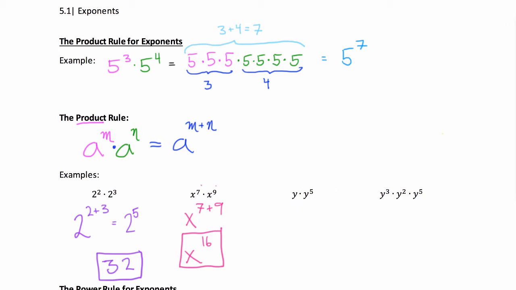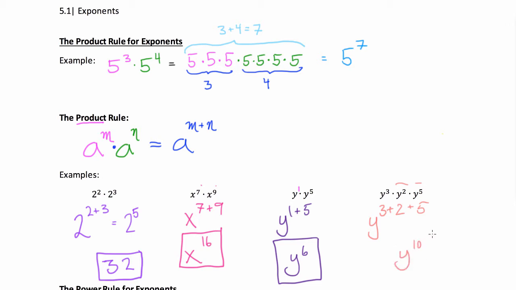Here, remember, if I have something that's just written by itself, like this y, that's considered to be to the 1st power. So here I have y to the power of 1 plus 5. So that's y to the 6th. And then this same thing holds if I have a whole bunch of factors. So over here I have y. I have 3 factors of y from the first one, 2 more from the second factor, and from the 3rd factor I have 5, so I end up with a total of y to the 10th.